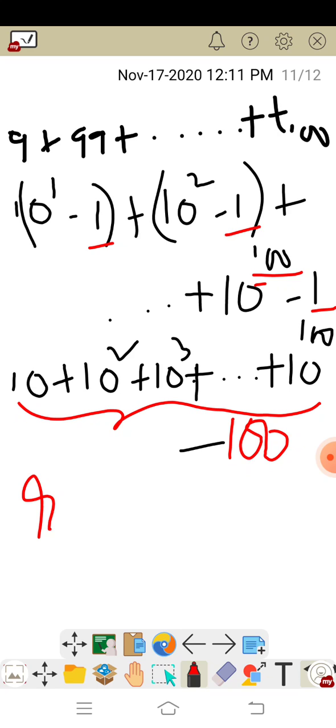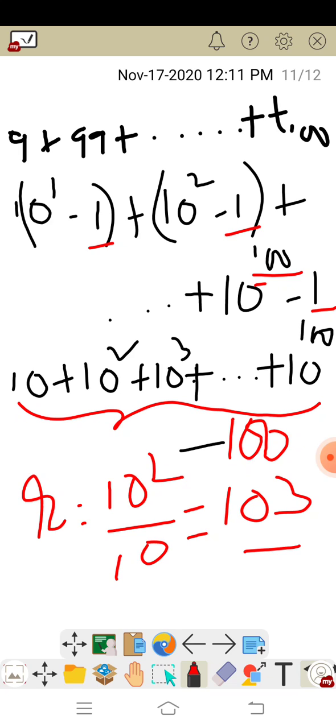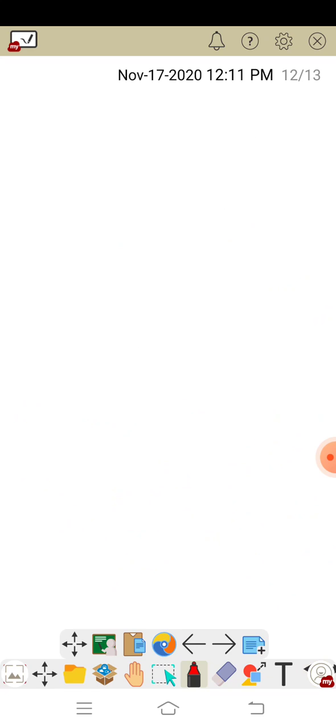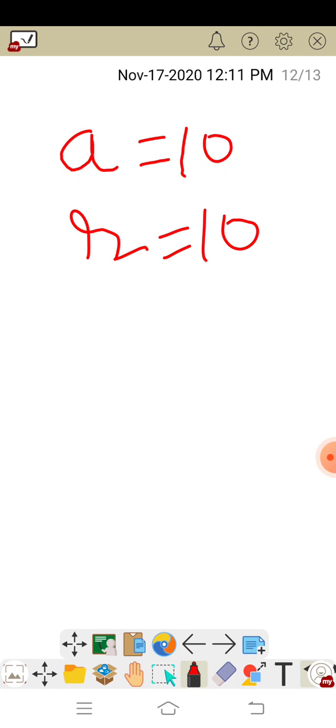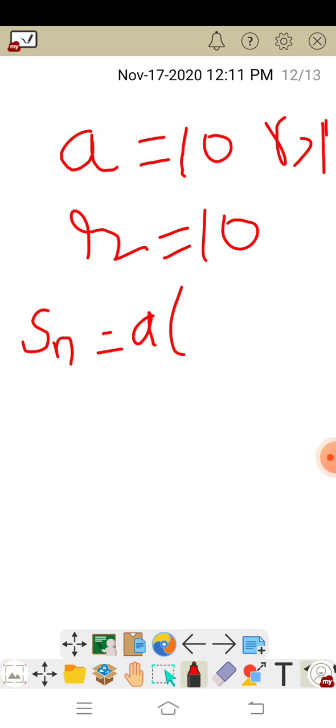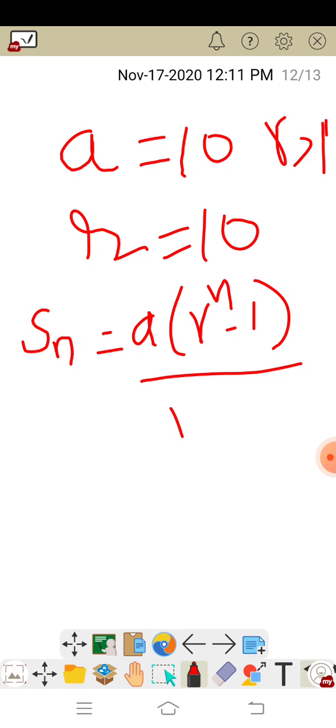The common ratio r is equal to the second term 10 square by 10, or the third term 10 cube by 10 square. For all the cases, you are getting the first term as 10 and the common ratio is also 10. Then I know that Sn, if r is greater than 1, the formula is Sn is equal to a into r power n minus 1 divided by r minus 1. This is the thing you should learn.